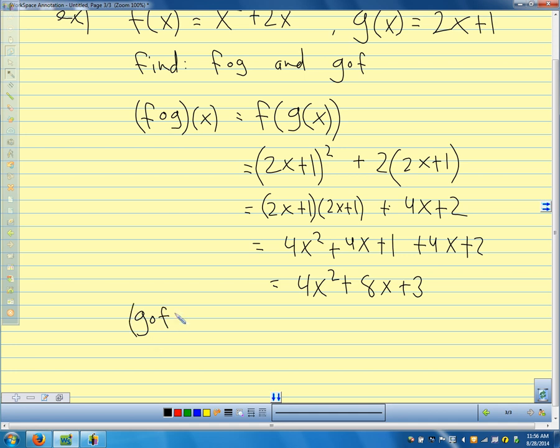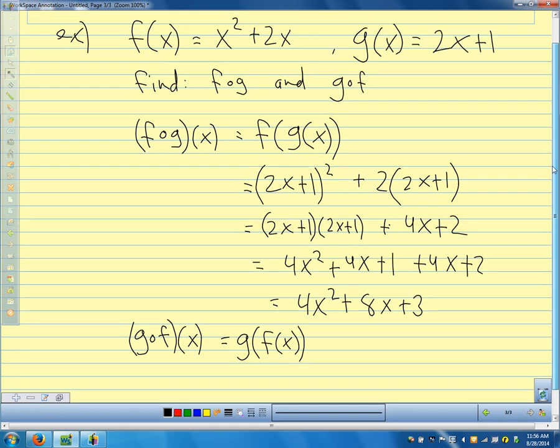And let's go the other way, g of f of x. So we're plugging in f into g. So how are we going to form that composition? Here's g. This one's easier. 2 times x squared plus 2x, nice. And then it just tells us to add 1 to that, plus 1. And this is 2x squared plus 4x plus 1.